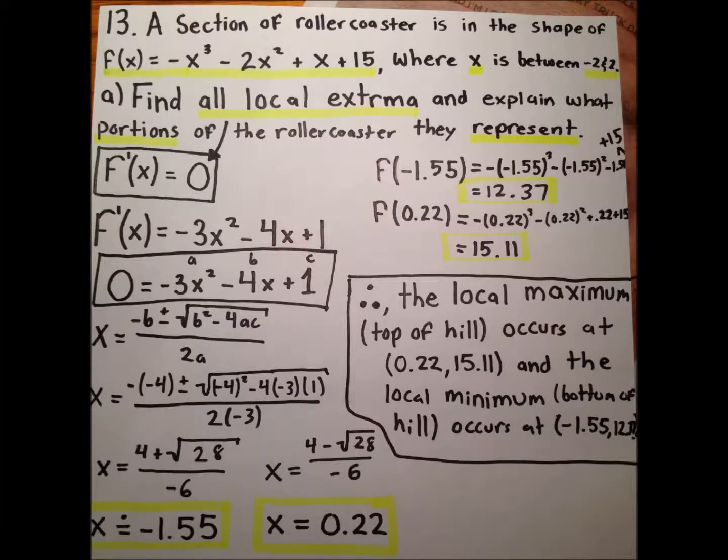Therefore, the local maximum, or the top of the hill, occurs at 0.22, 15.11, and the local minimum, bottom of the hill, occurs at negative 1.55, 12.37. Another way to classify local extrema is to use second derivative test.